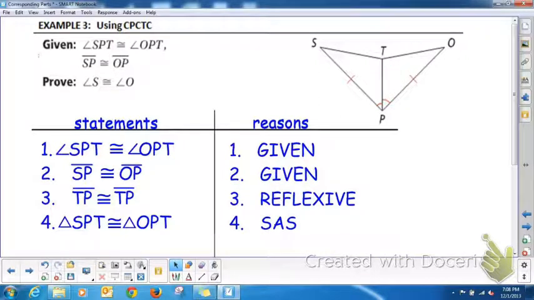Now we know enough to prove that triangle SPT is congruent to triangle OPT by side, angle, side. And if the two triangles are congruent, then all of their corresponding parts are congruent. So angle S is congruent to angle O, because corresponding parts of congruent triangles are congruent, or CPCTC for short.